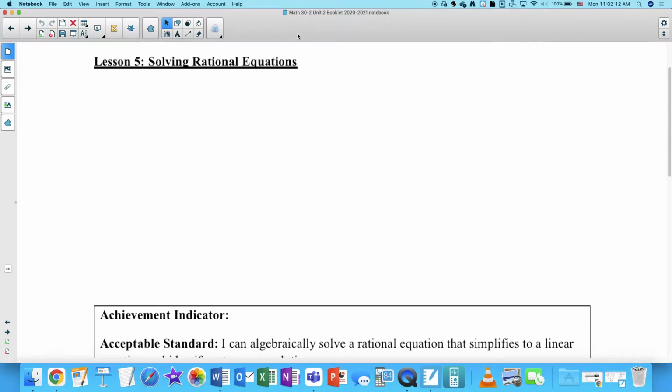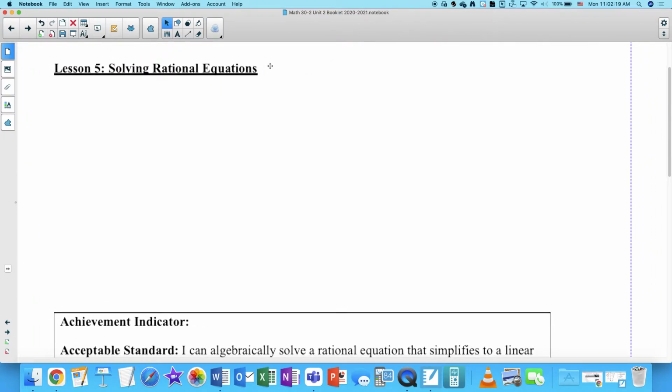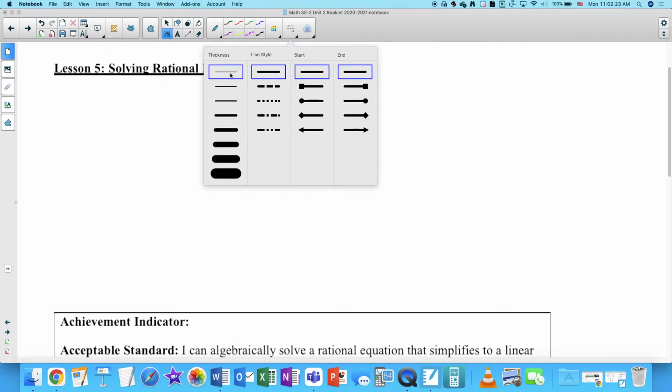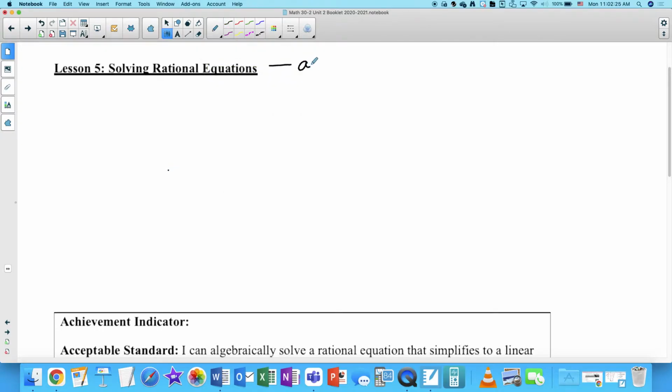Let's just define a rational equation. A rational equation is an equation that includes at least one rational expression.